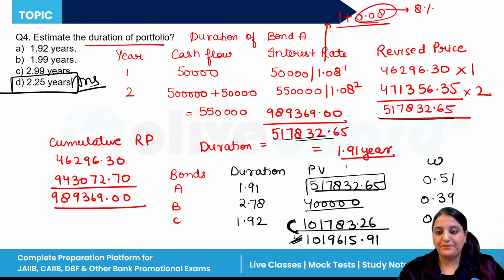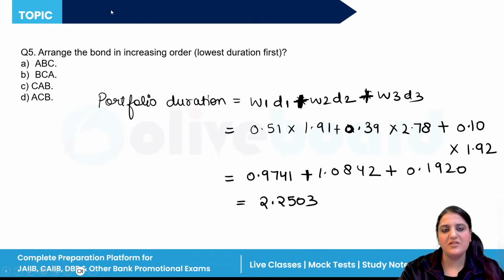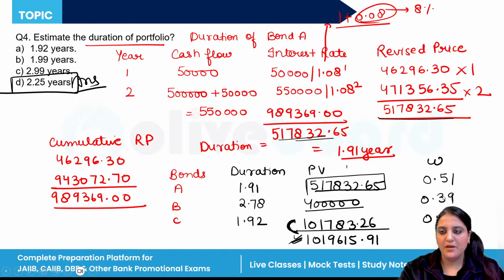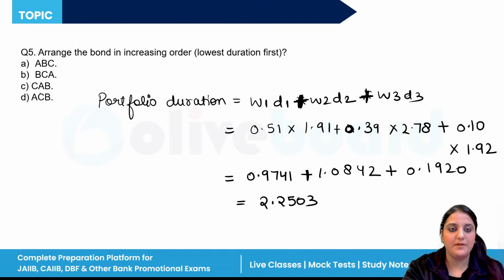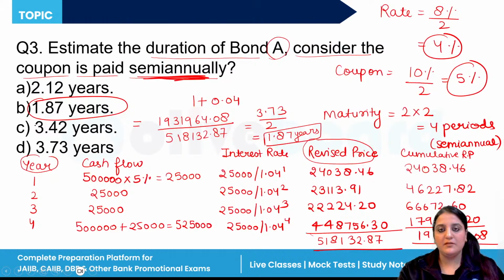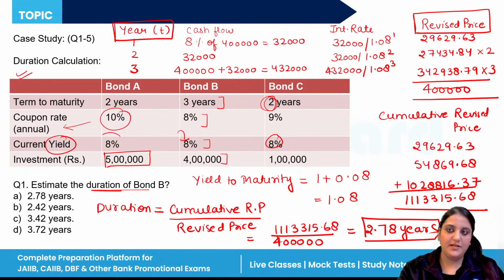Is that clear? Great. So this is the way to calculate the duration of different bonds plus the duration of a portfolio. I hope that this case study is clear. And the last question they are asking, just arrange them. So you can arrange them in increasing order, as they are asking. So A, then B, sorry, C, and then B. ACB. ACB is the answer. So this is the complete case study.